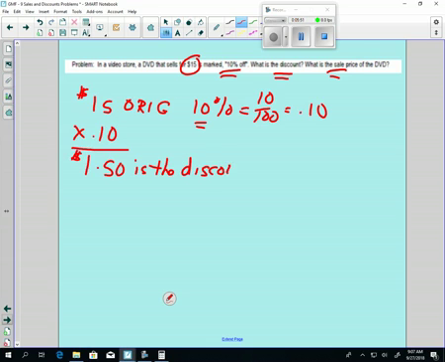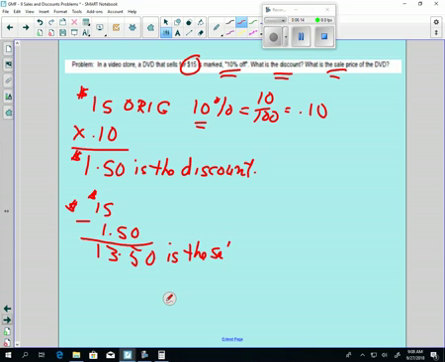How much you're saving. What is the sale price? Well, the original amount was $15. You're saving $1.50, so you take it away. So $13.50 is the sale price. So it's basic as that. There's only two types of questions. What's the sale price, or what's the rate of percent? Okay. Any questions on it?